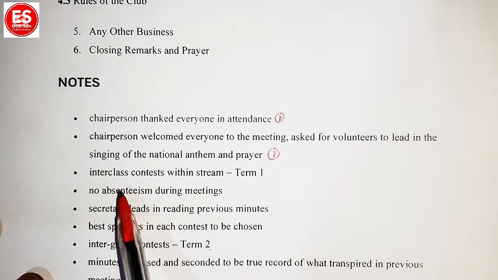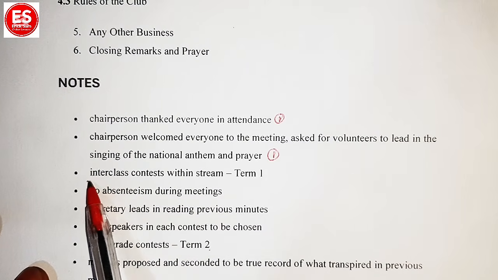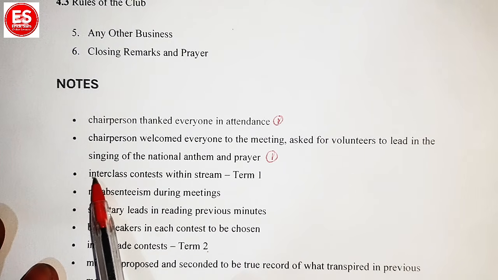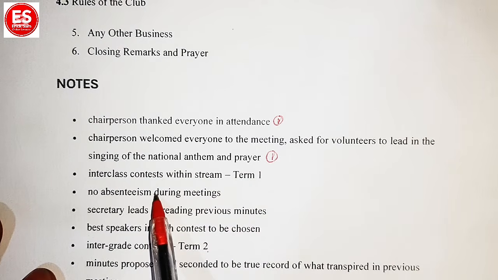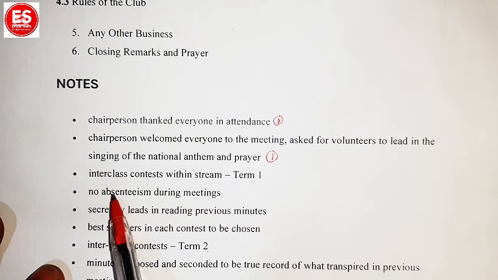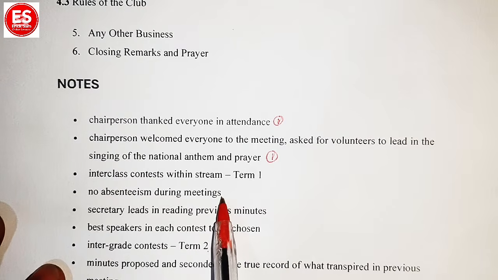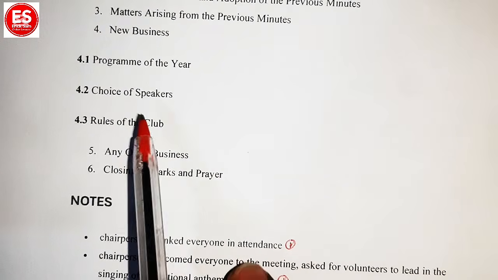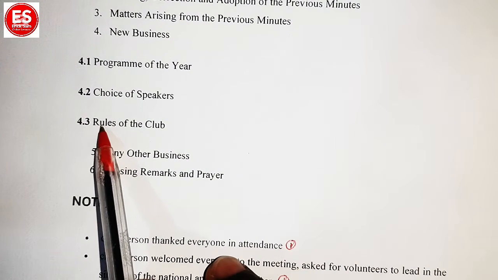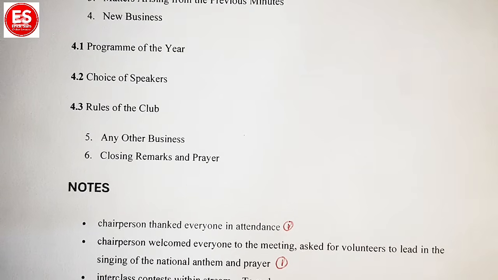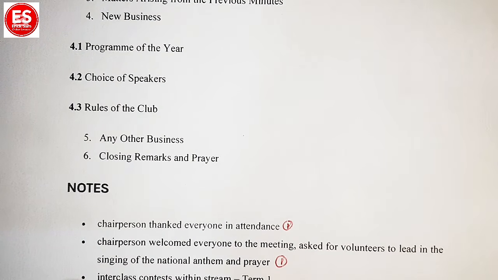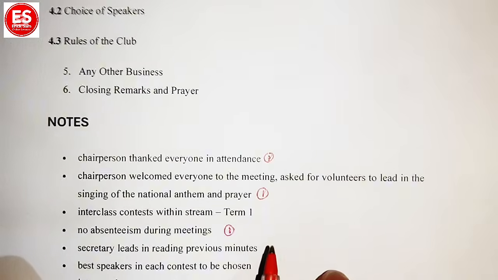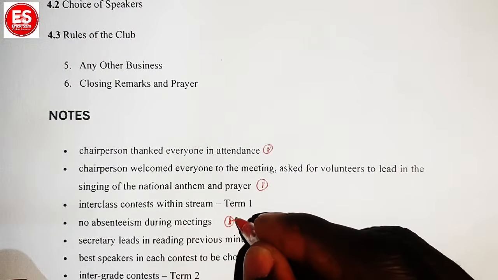All right. Then here we are told interclass contests. This one is for other paragraph. No absenteeism. This one is about what? The rules for the club. Rules for the club is number 4. So we will label this one as 4. Rules for the club. No absenteeism. So this one is the rules for the club, so we'll label it as 4.